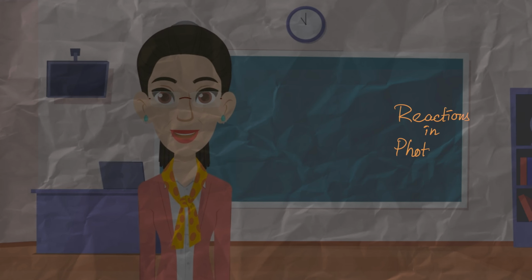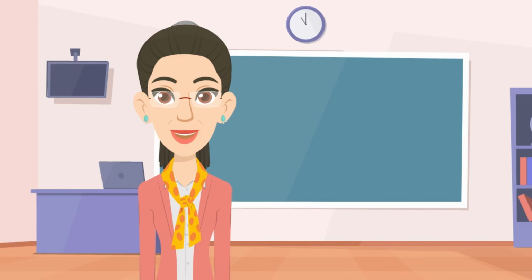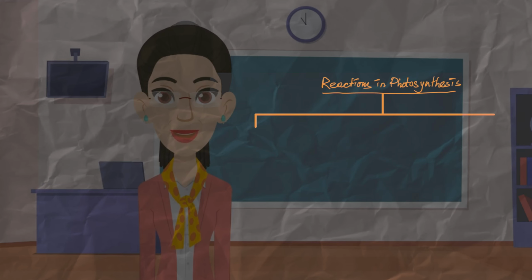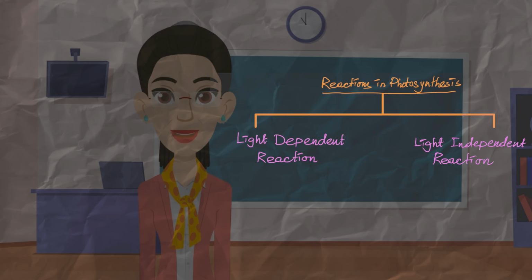So for plants, the reaction looks like this. Now let's discuss the stages of photosynthesis. Based on reactions occurring in a sequential manner, reactions in photosynthesis are categorized into two types. First is the light-dependent reaction, and another one is the light-independent reaction.